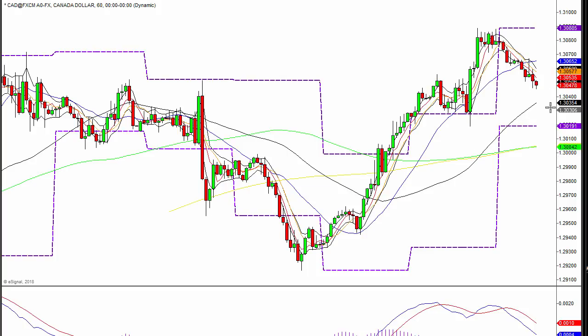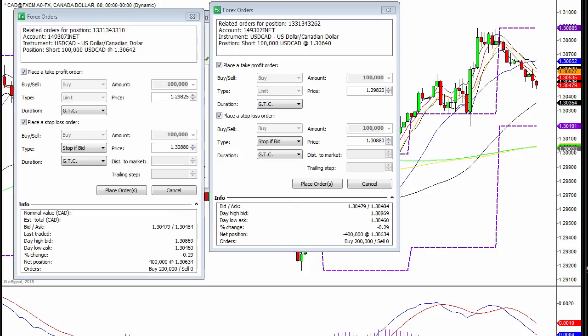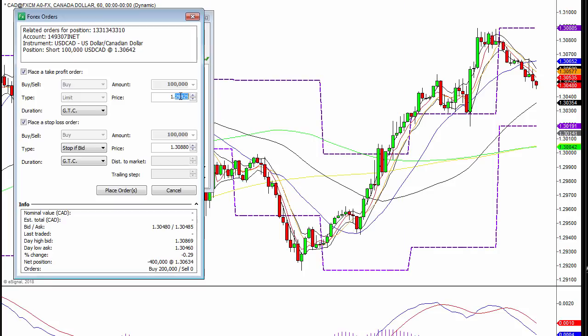The hourly 50 is at 35. I'm going to put the stop at 30. Sorry, the limit order at 36. So 130.36. So put that one in, and then this one 130.36.